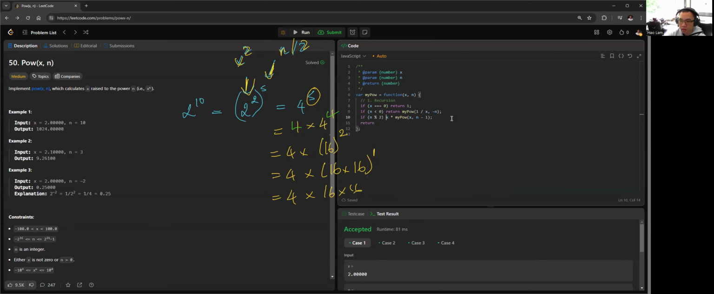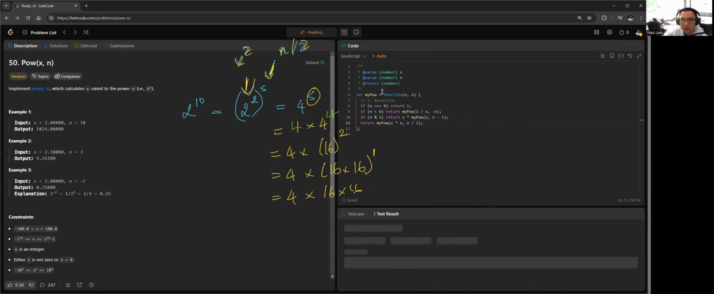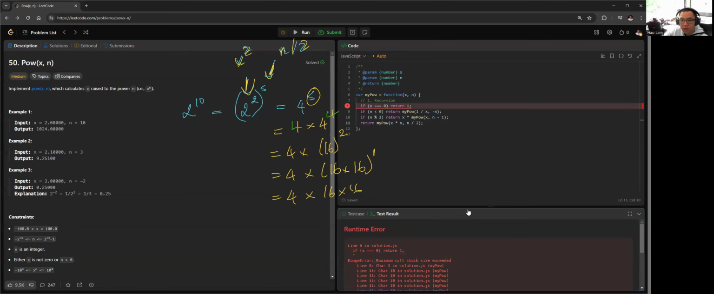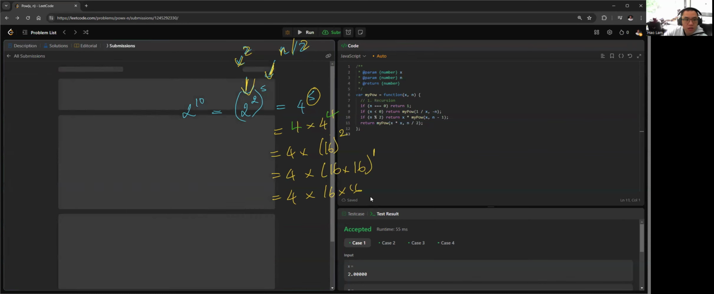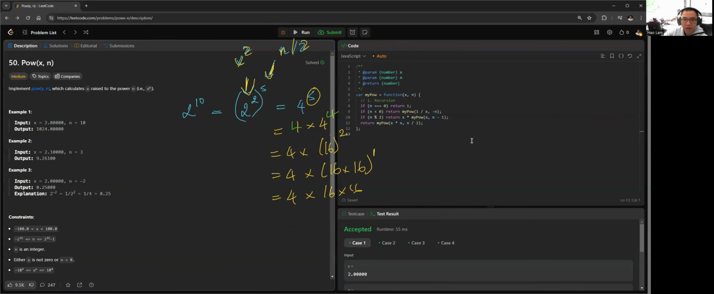Otherwise, it is an even case. In the even case, we don't want to do anything special. We just want to multiply x by x, and then divide n by 2. All right, let's give it a try. Oh yes, if n is equal to 0 actually, because anything to the power of 0 would be 1. So this works, okay? Not bad.